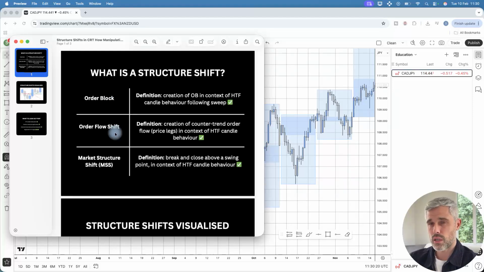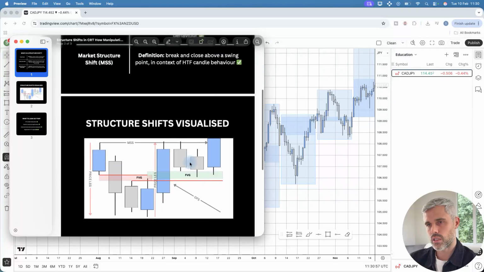Secondly, and this is a common shift that I'm looking for, is an order flow shift. So this is actually the creation of counter trend order flow, new price legs in context of higher time frame candles, again manipulating towards higher time frame targets. Then market structure shift. So this is where we actually see a break and close above or below a previous swing point. When we talk about swing points, this is essentially the highs and lows of our price legs. Again, all of this needs to be in context. So let's look at a couple of visualized examples and then get onto the charts.